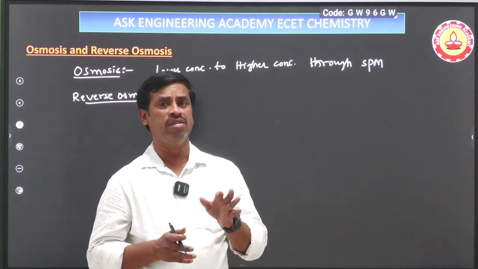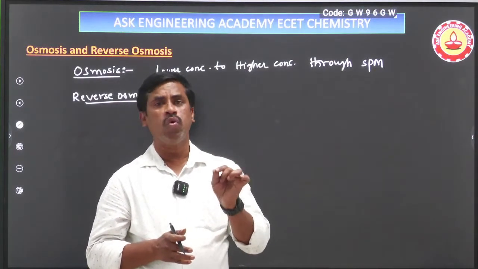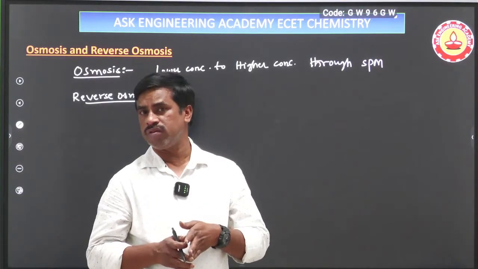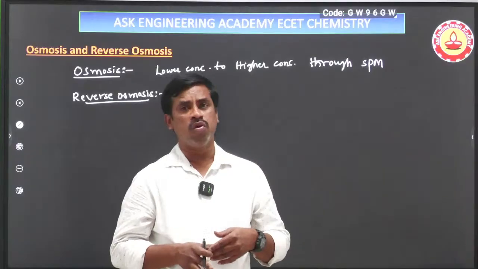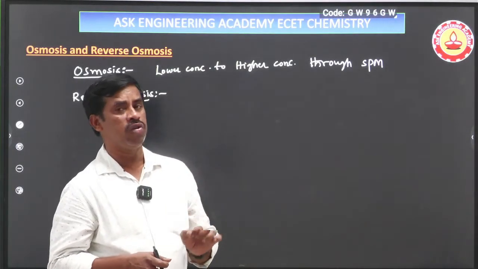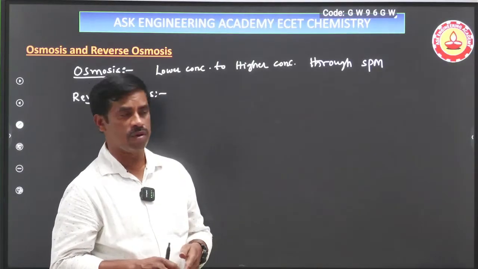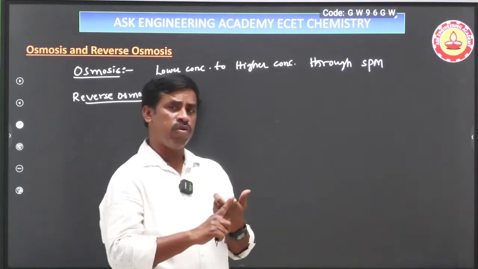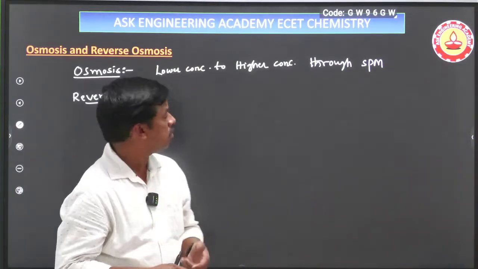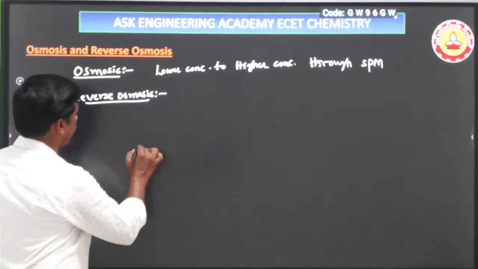Semi-permeable membrane means a membrane which allows only water molecules, which means solvent molecules. A chemical substance which allows only water molecules is said to be what? Semi-permeable membrane. Examples of semi-permeable membrane: egg membrane, parchment paper, etc. Here I am showing a small diagram.